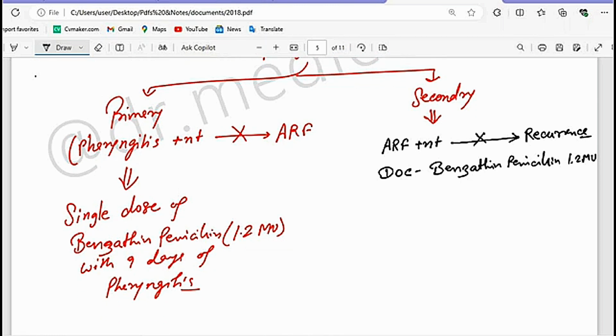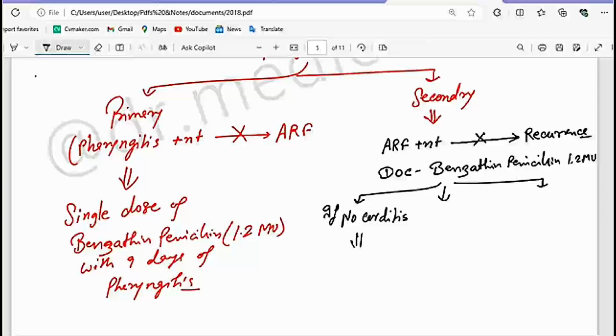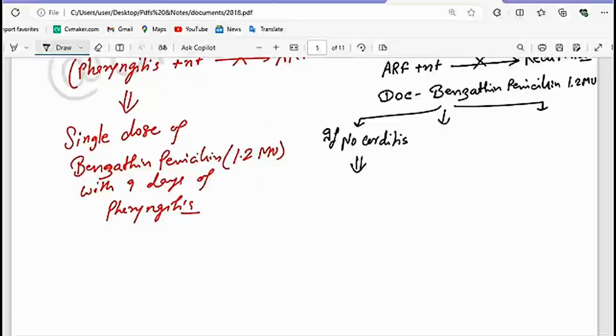Then, when we are giving benzathine penicillin, we will check one major criterion. And which major criterion is that? That is carditis. If there is no carditis, the patient has acute rheumatic fever and there is no heart involvement, then for how many years will we give benzathine penicillin? 5 years, or till the patient is 21 years of age. If there is no carditis, it means 5 years or till the patient is 21 years, and then we stop.